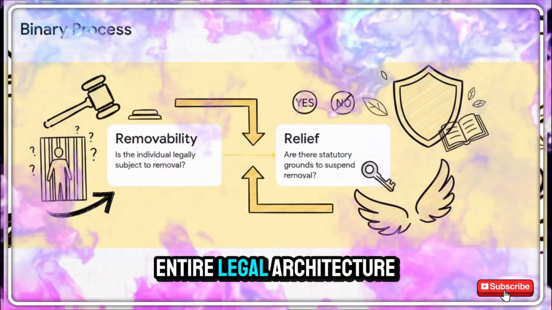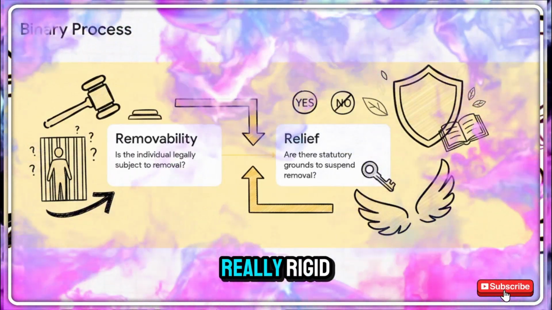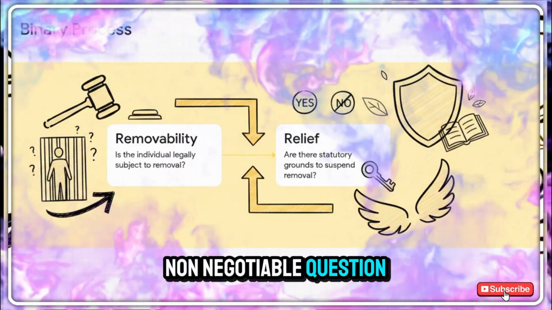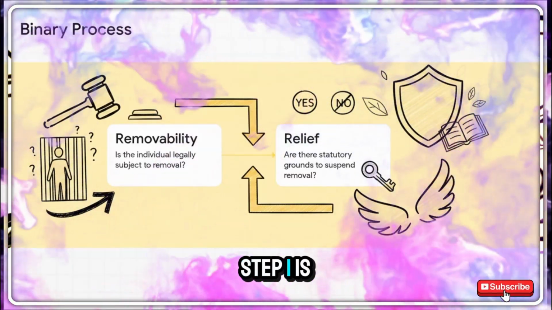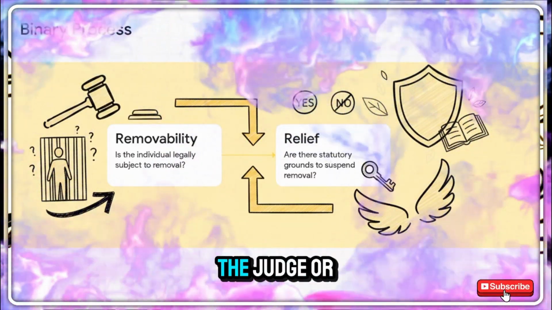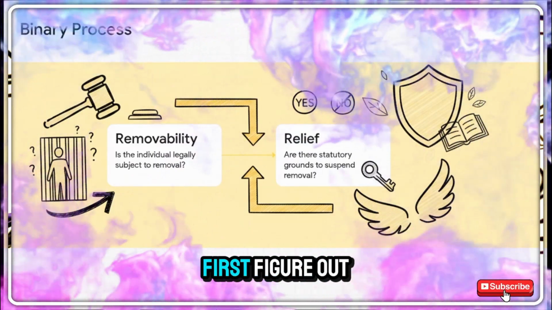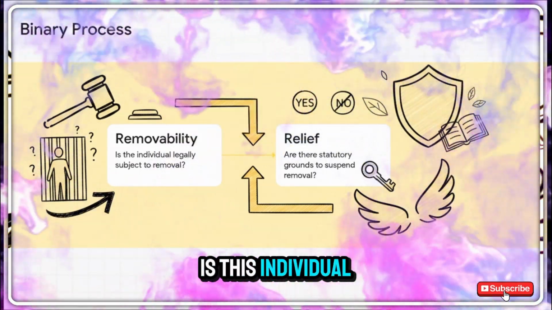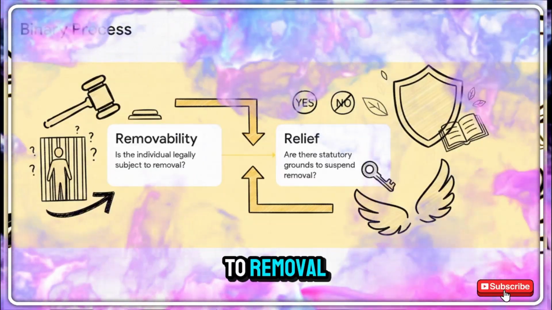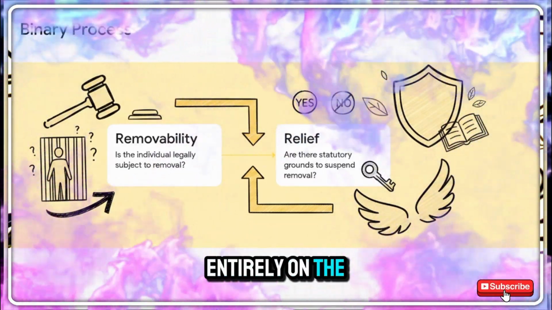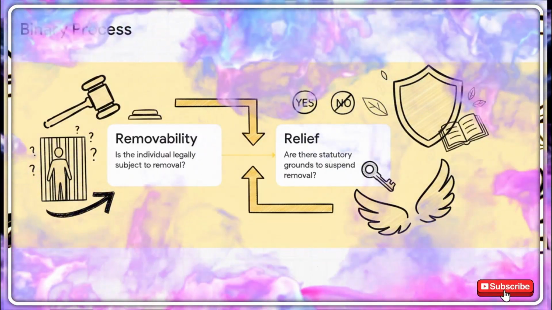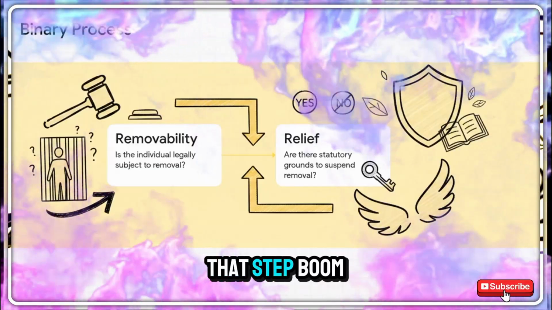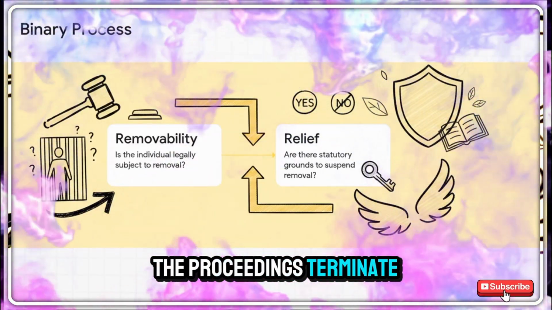This entire legal architecture starts with a really rigid, non-negotiable question. It's a strict cause and effect relationship. Step 1 is legal removability. The judge or adjudicator has to first figure out, is this individual even legally subject to removal? The burden is entirely on the prosecuting authority here to prove that the person shouldn't be in the country. And hey, if the government fails that step, boom, the proceedings terminate right there.